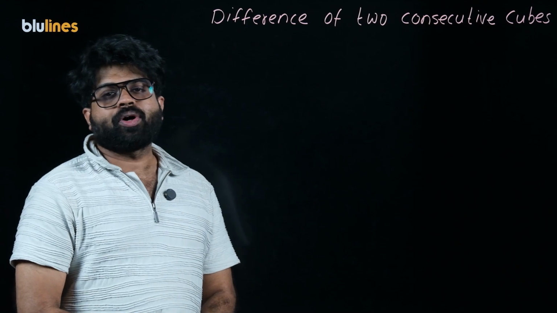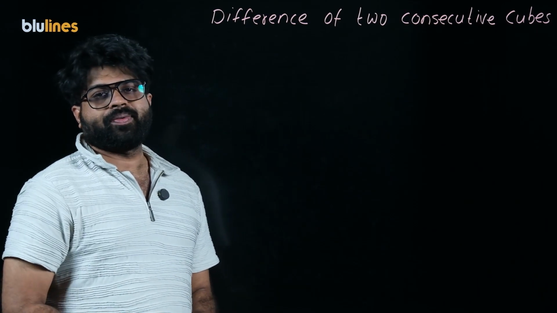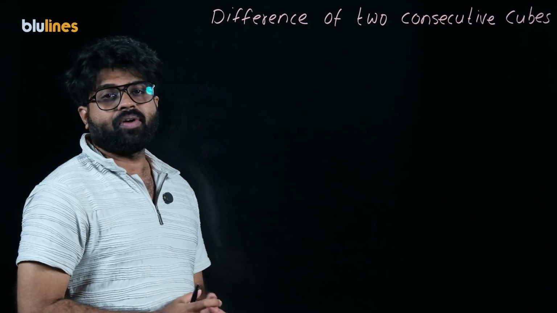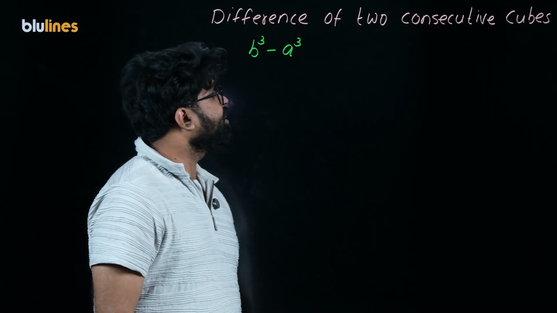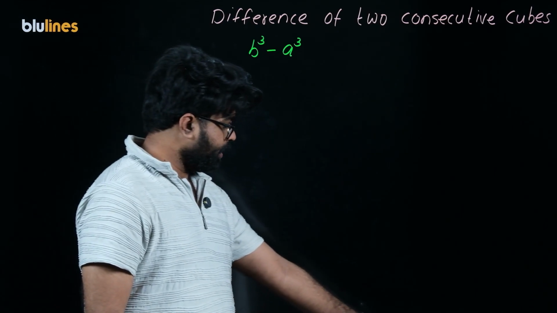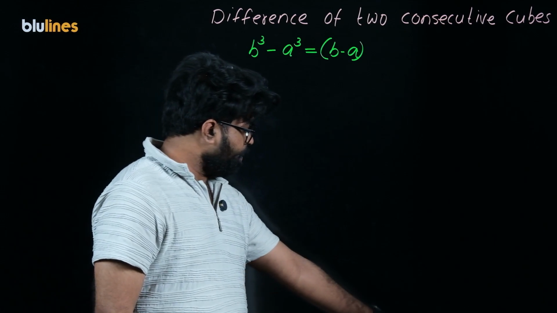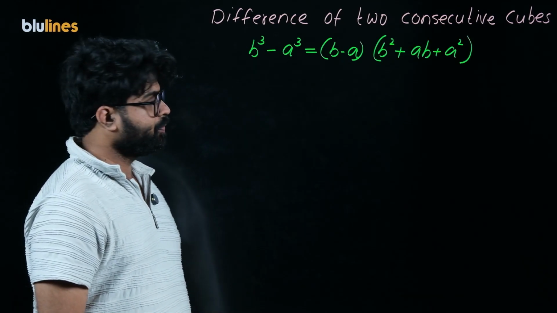Difference of two consecutive cubes. That means if we have 4 and 5, they are consecutive numbers, and we are evaluating their difference as cubes. So first let us see that identity, the celebrated identity: b cube minus a cube. I can express this as b minus a multiplied with b square plus ab plus a square.